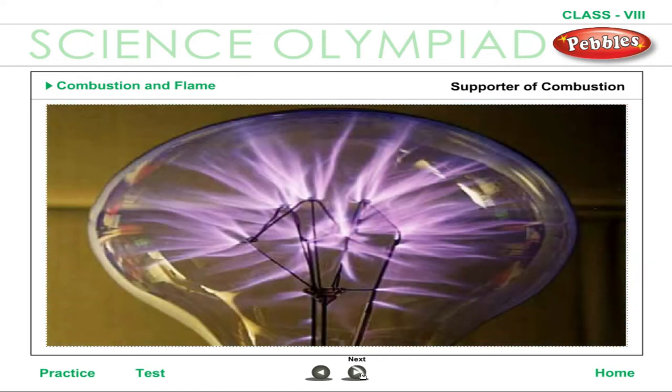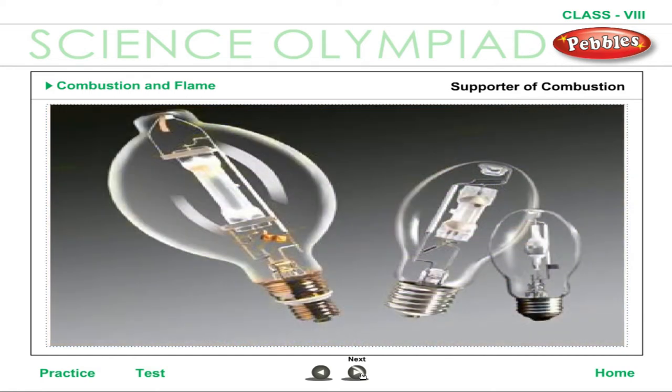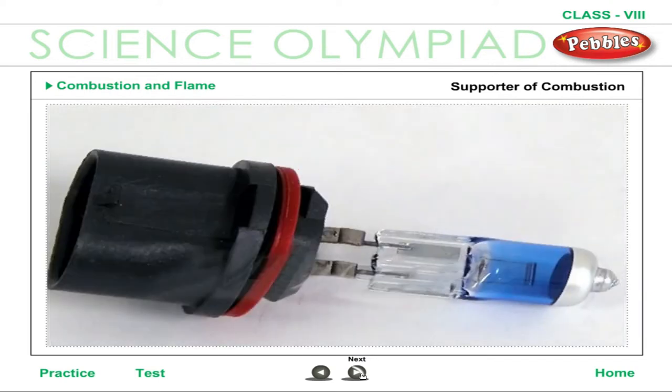combustion. This principle is made use of in electric bulbs which are filled with non-combustible gases like nitrogen and argon to prevent the filament from burning. It is not only oxygen which supports combustion, but oxides of nitrogen and chlorine also support combustion.